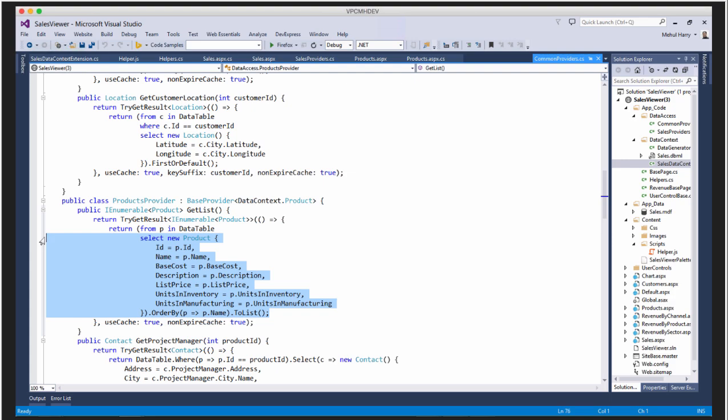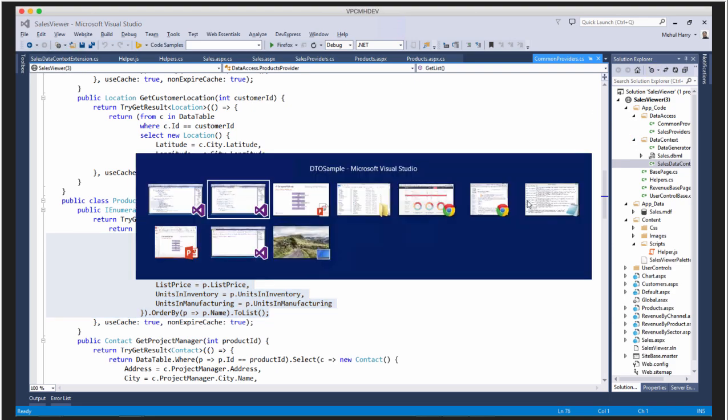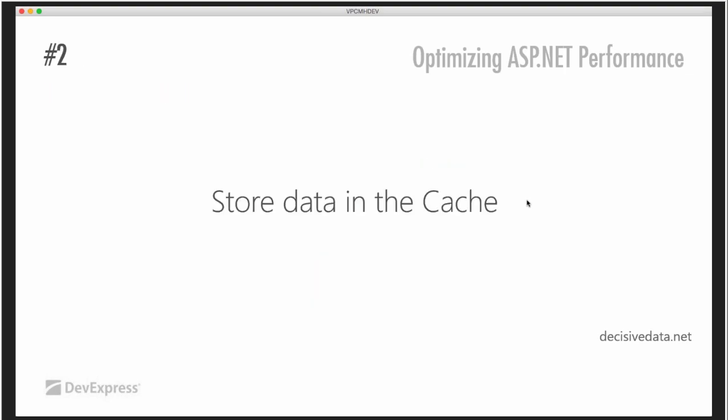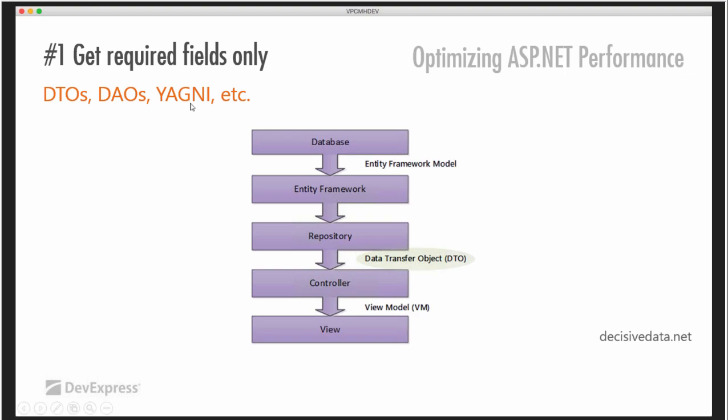Now you might say, Mehul, there's a lot more going on here besides just this. What exactly is happening in this method? You've got something called try get result, use cache. Well, that leads me to the second tip, and that is to store data in the cache. Now, before I get to that, let me go back one, because I promised to tell you about YAGNI.